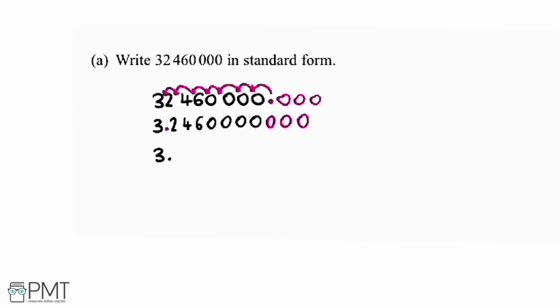So we got 3.246. Just copy out the set of numbers before we hit the zeros. Then how many times did we shift the decimal point? 1, 2, 3, 4, 5, 6, 7. So we need to shift it back the other way. And we can write that by saying we're going to multiply by 10 to the power of 7. And that's our final answer in standard form for 1 mark.